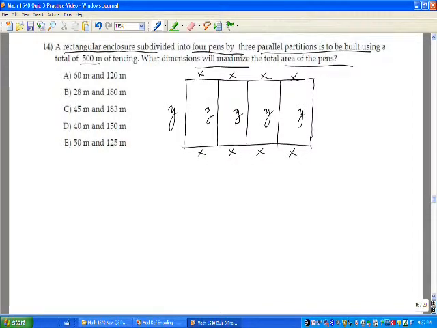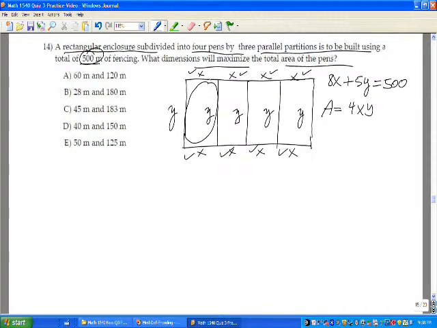And we're told that the total amount of fencing that we have is going to be 500 meters. Notice that means that 8x, count all your x's up, and you've got 8 of them, plus 5y is going to be equal to a total of 500. And the area which we want to maximize is equal to 4 times x times y. Each one of these pens has an area of x times y. So the total will be 4xy.